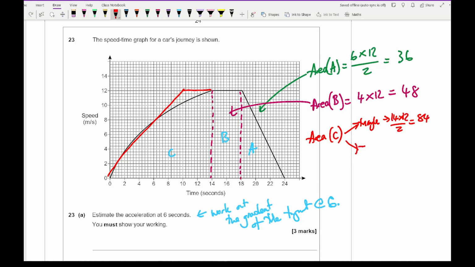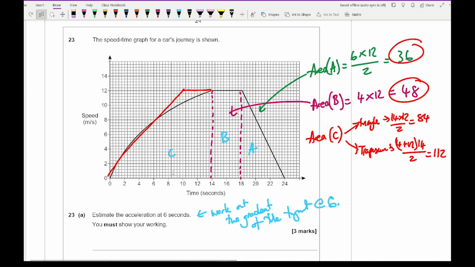And if you treat it like a trapezium, then you're looking at (4 + 12) × 14 ÷ 2, which gives me an answer of 112. So you're either going to add 36 plus 48 plus one of those two values, or whatever you've calculated to work out C, whether you've counted little squares or the big squares. Just be careful in terms of that.